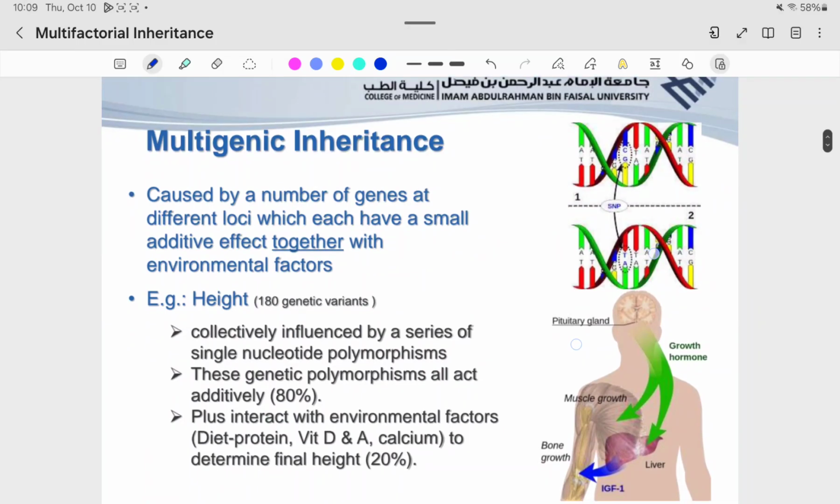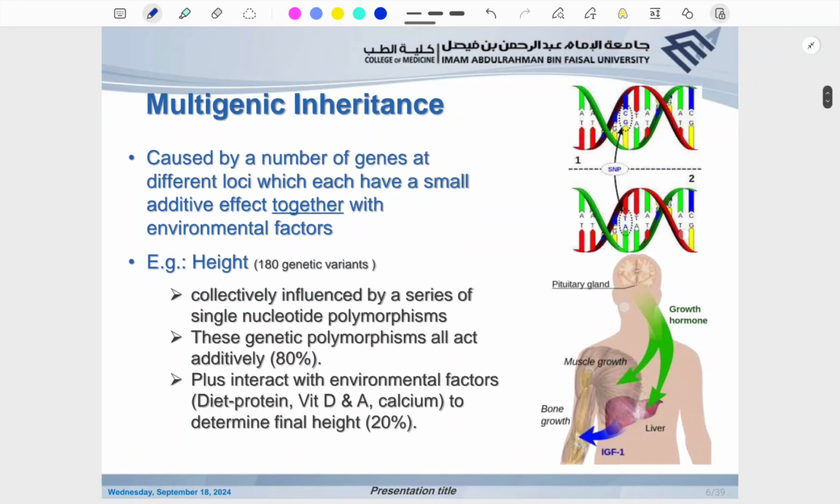Multigenic inheritance is caused, as we said, by a number of genes. Each contributes a little bit, plus the environment. Height is a very good example. Height is influenced by a series of single nucleotide polymorphisms. You remember? SNPs, single nucleotide polymorphisms. You remember we said you have this and I have this, and this is called polymorphism? Remember from the previous lecture?